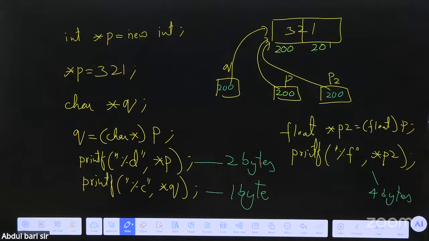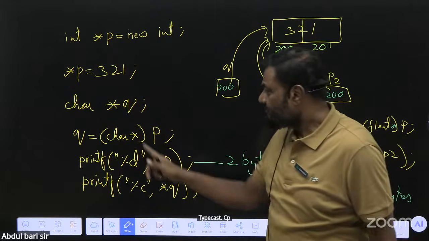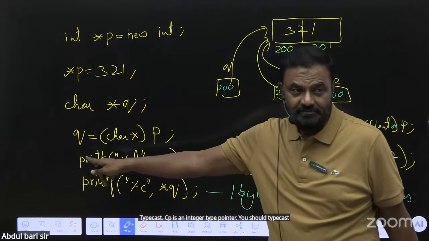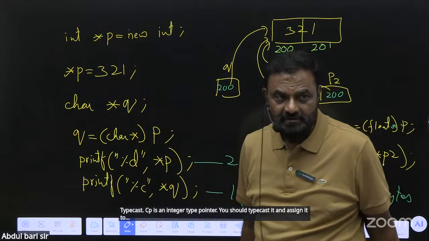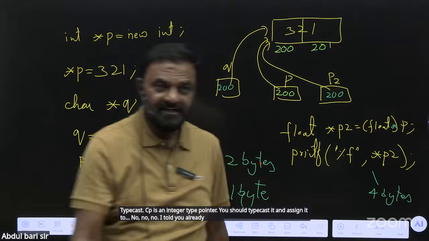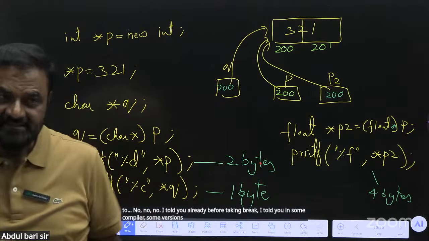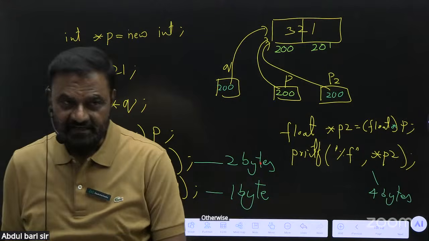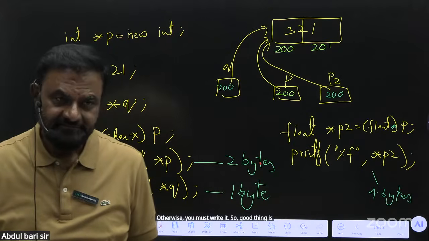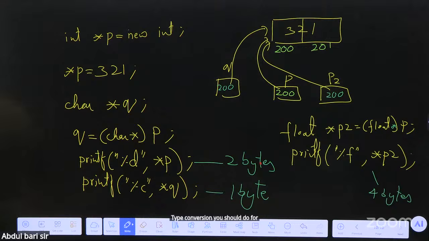Here also, float star. You should typecast a pointer and assign it. See, P is an integer type pointer. You should typecast it and assign it. I told you already before the break, in some compilers, some versions, it may do it implicitly. Otherwise, you must write it. So the good thing is you write it. Type conversion you should do for pointers also.